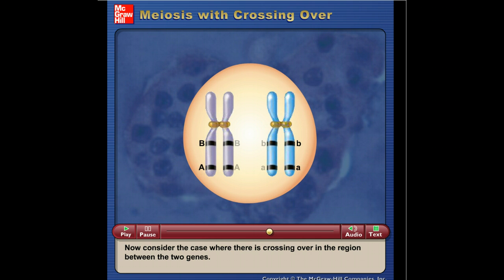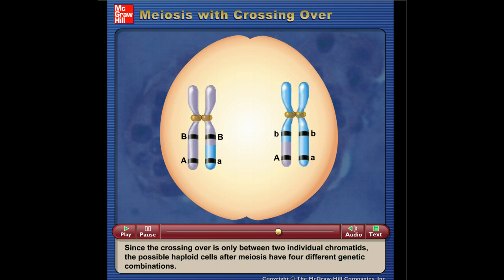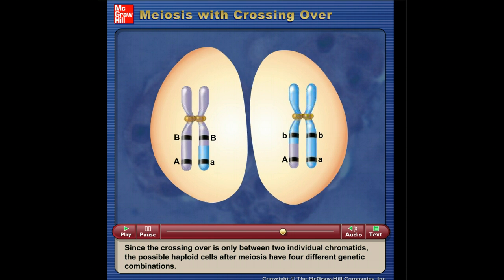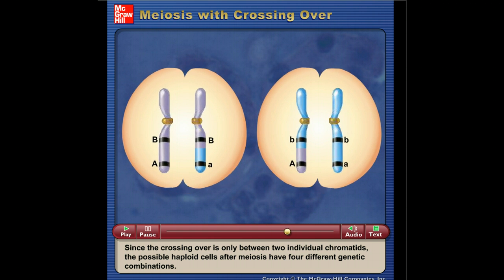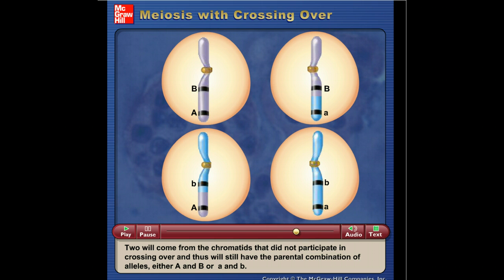Now consider the case where there is crossing over in the region between the two genes. Since the crossing over is only between two individual chromatids, the possible haploid cells after meiosis have 4 different genetic combinations. 2 will come from the chromatids that did not participate in crossing over and thus will still have the parental combination of alleles, either capital A and capital B, or lowercase a and lowercase b. The other 2 will be recombinant, with either capital A and lowercase b, or lowercase a and capital B alleles. Thus, crossing over allows for the reassortment of linked genes.